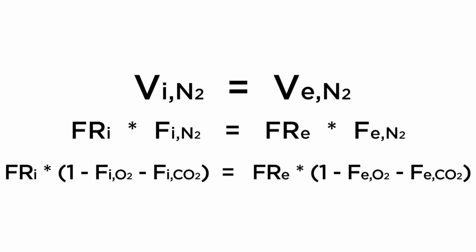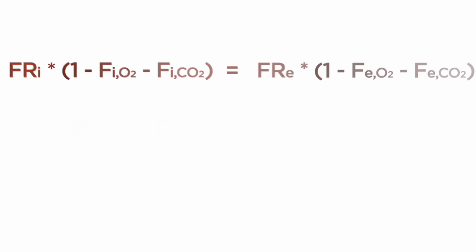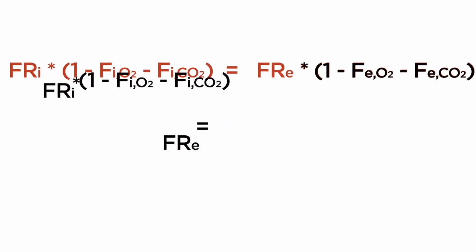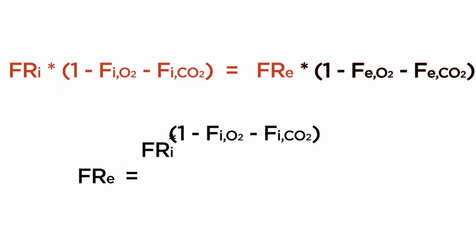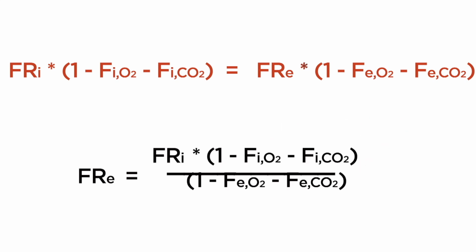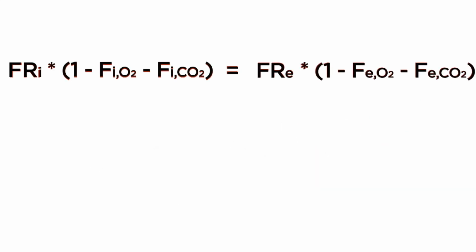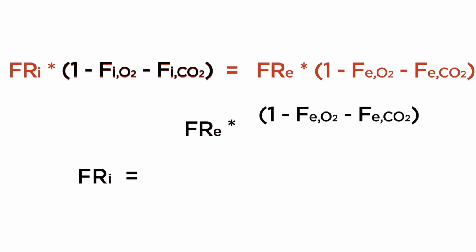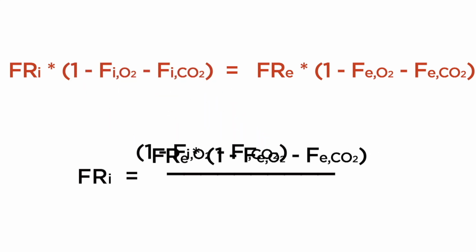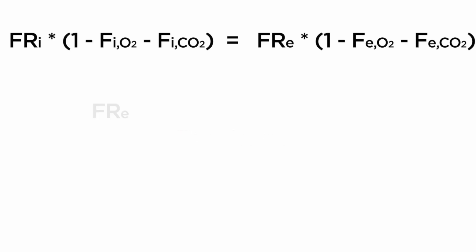This gives us an equation that relates the in-current flow rate, FRI, and the ex-current flow rate, FRE, when all gas concentrations are known. In a push system, we are measuring FRI. The only unknown is FRE, which we can get by rearranging the Haldane equation. Likewise, in a pull system, FRE is measured, and we can rearrange to get FRI from the Haldane equation. To reiterate, with one flow rate measured, the unknown can be derived with the Haldane assumption.